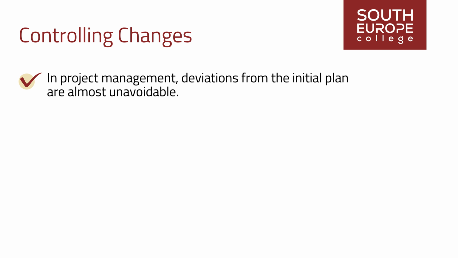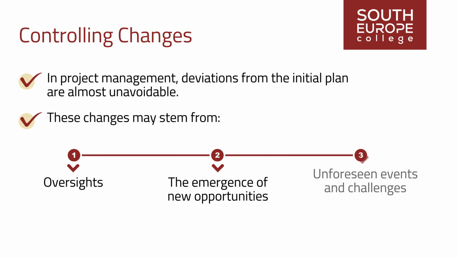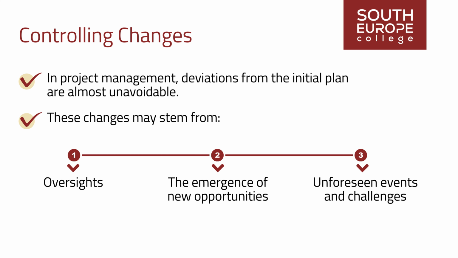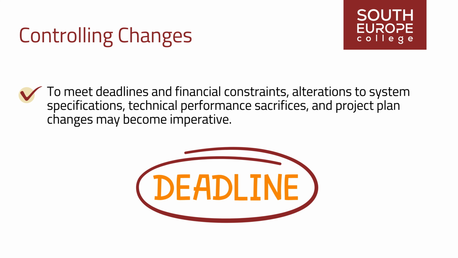In project management, deviations from the initial plan are almost unavoidable. These changes may stem from oversights, the emergence of new opportunities, or unforeseen events and challenges. They necessitate adjustments to the project's work, potential reorganization, or addition of personnel, and often involve trade-offs among time, cost, and performance. To meet deadlines and financial constraints, alterations to system specifications, technical performance sacrifices, and project plan changes may become imperative.